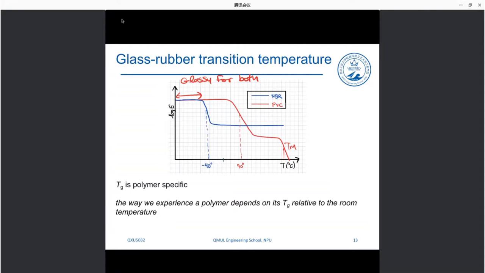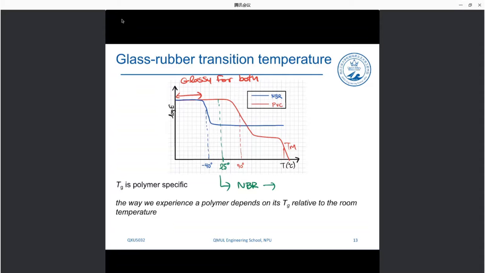Green. So if we look at 25 degrees, we can see that for 25 degrees the NBR has a much smaller modulus than the PVC, okay? And that is why we generally experience NBR as an elastomeric material, while we experience PVC as a thermoplastic material, a material that can be, let's say, elongated a bit, but it is much stiffer than an elastomeric material.